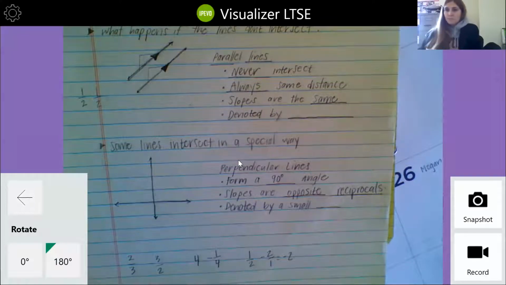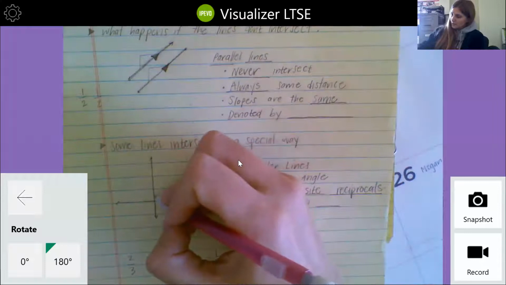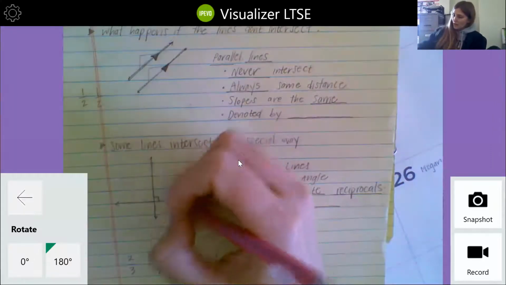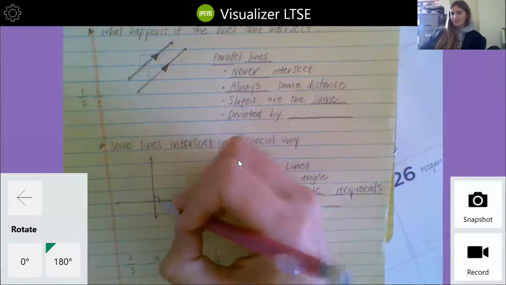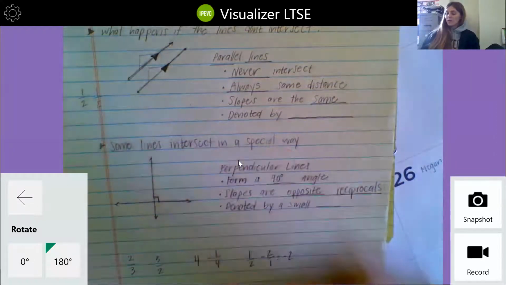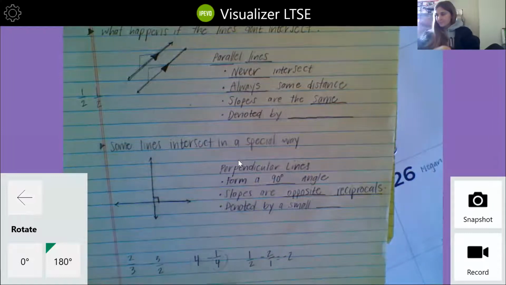So perpendicular lines are denoted by a small box that connects the two lines together. So if you see two lines intersect and they have a small box like this, we know that those two lines are perpendicular and that their slopes will be opposite reciprocals, right?